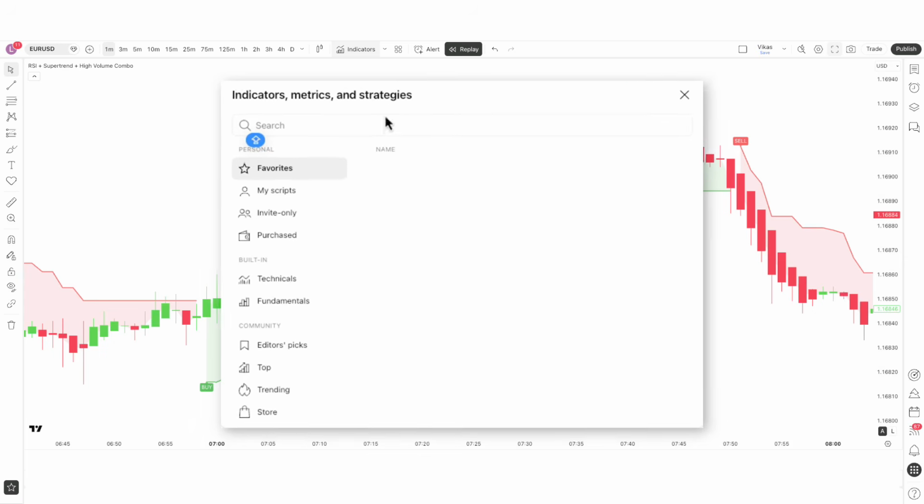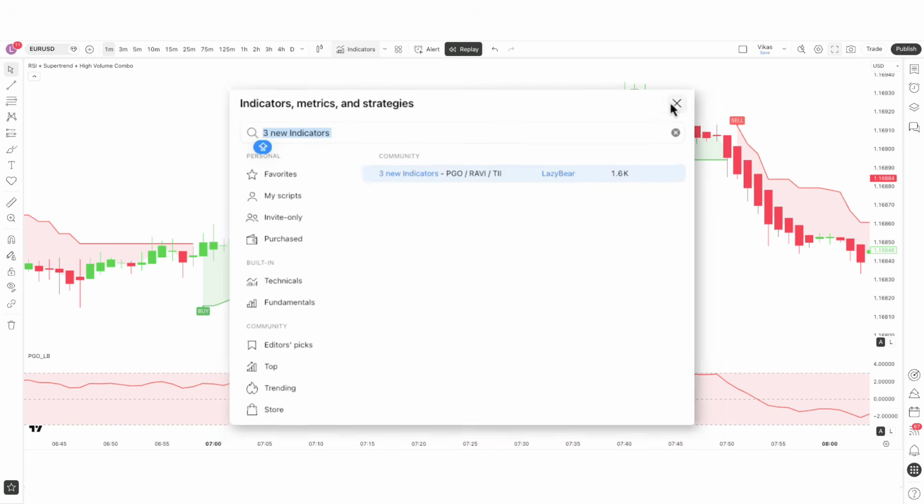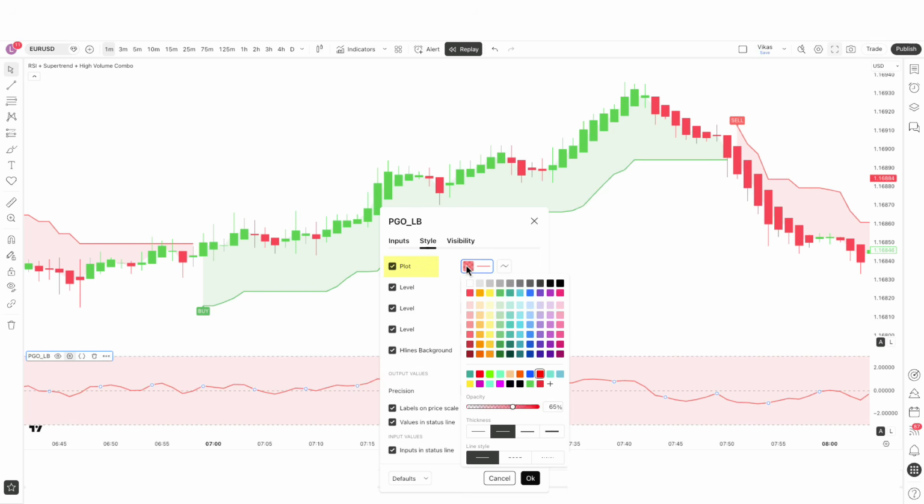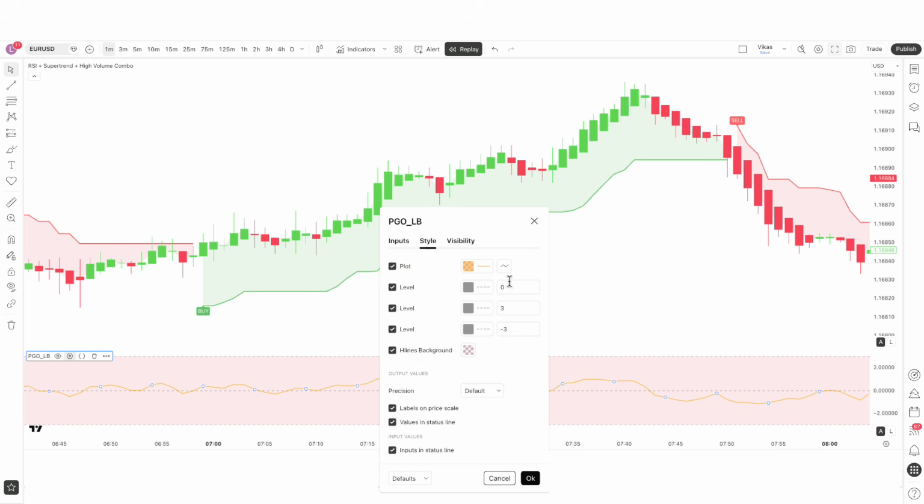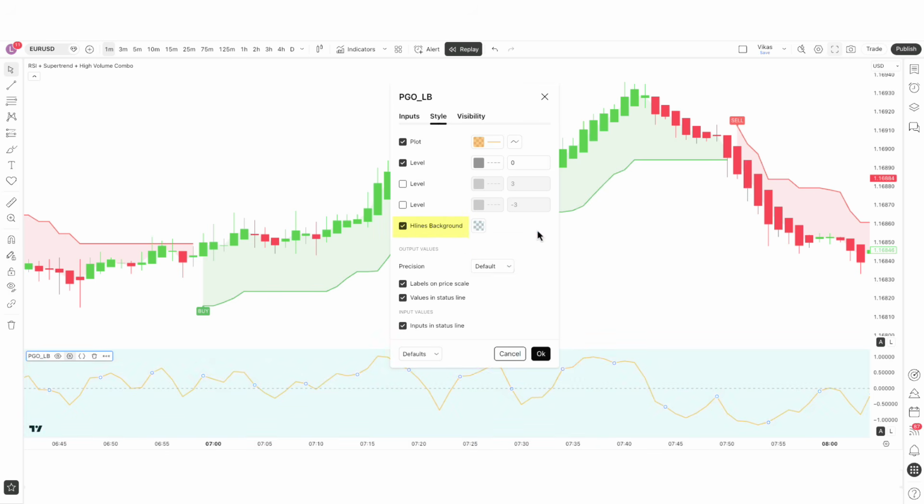Now we'll add one more indicator to make this strategy more powerful. In the Indicator Search tab, search for 3 new indicators and select this one called 3 new indicators, created by Lazy Bear. Now let's access the settings of this indicator so we can modify it to suit our strategy. We change length 89 to 6. After that, change plot color red to orange, and we keep these options hidden. After that, change line's background color. And here everything is fine.